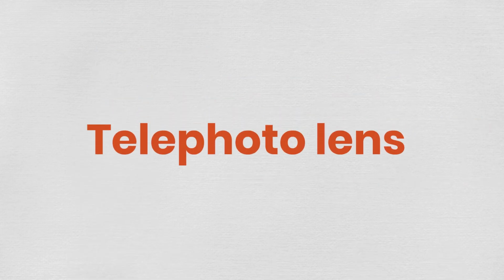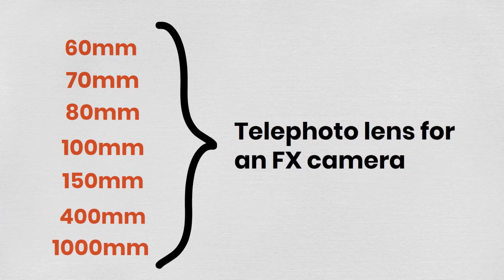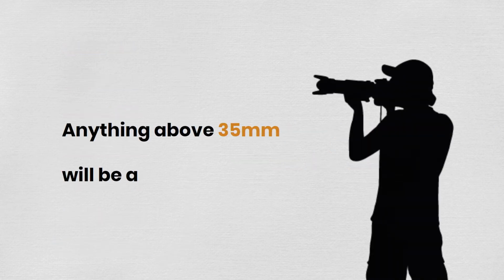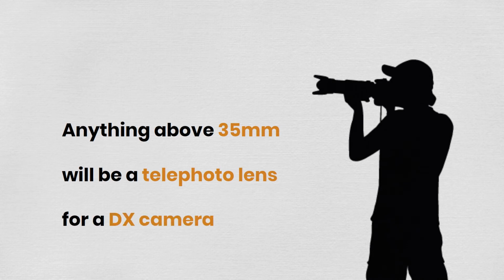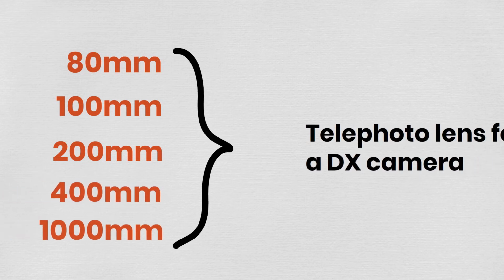Right. Now we move on to the telephoto lens. Anything above 50 mm will be a telephoto lens for an FX camera, that is your 60 mm, 70 mm, 80 mm, 100 mm, 150 mm, 400 mm, 1000 mm, whatever. All this will be telephoto lenses for an FX camera, and anything above 35 mm will be a telephoto lens for a DX camera. For example, a 50 mm lens would be a telephoto lens for a DX camera. Above 50, as in the FX, your 80, 100, 200, 400, 1000, whatever it is, all these are telephoto lenses.